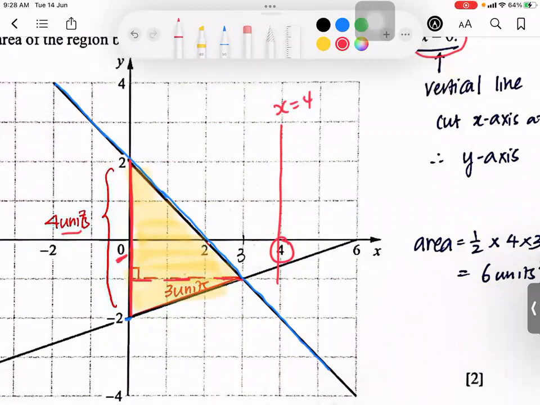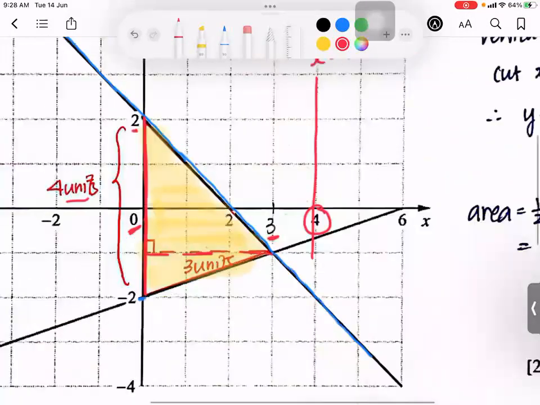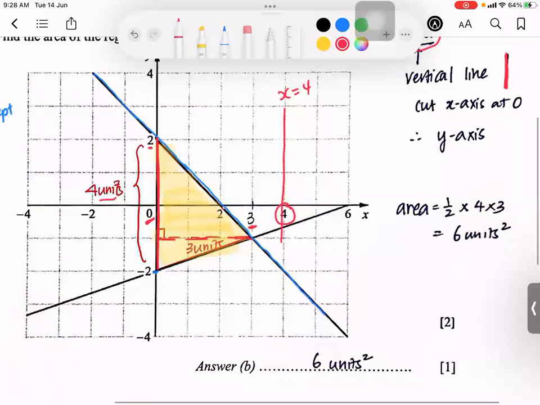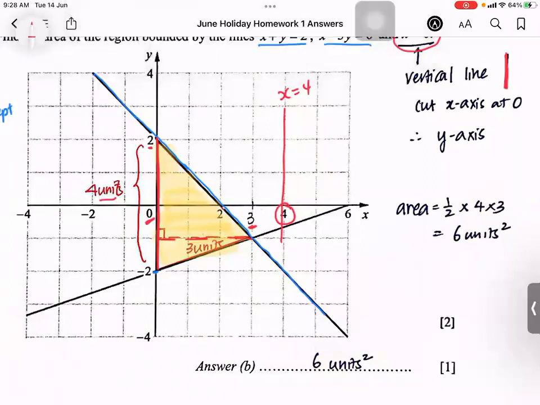right? It's not cm, it's units. And please don't count the squares. Read the units on the axis, because sometimes 1 square may represent 2 units. So you don't just count the squares, you must count the units that are available. If it's 1 square 2 units, then this one will not be 4, this one will become 8 units already. So the number will greatly change. So area of triangle is half times base times height.